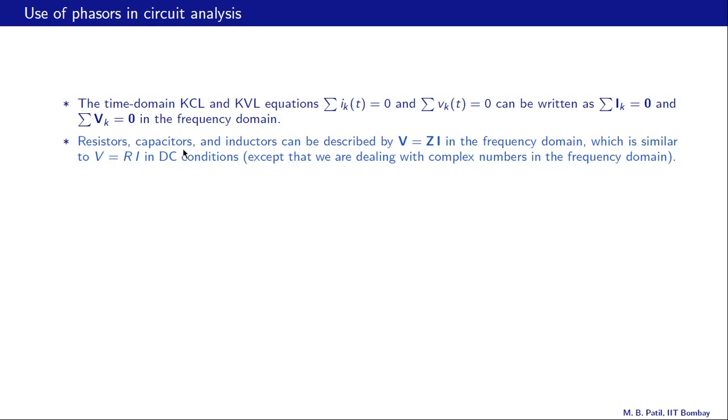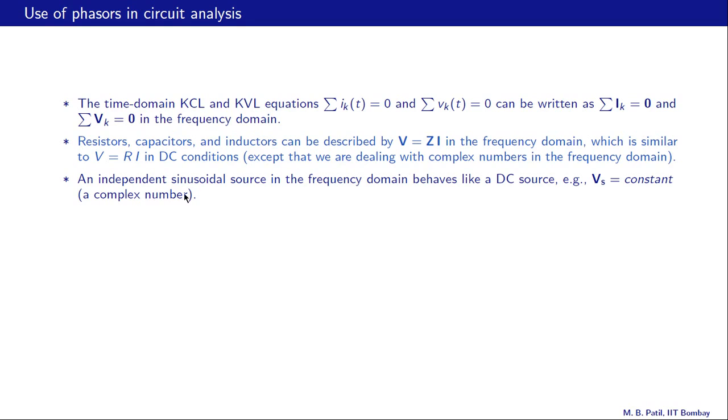Resistors, capacitors and inductors can be described by V equal to Z times I in the frequency domain, which is similar to V equal to Ri in DC conditions. The only difference is that we are now dealing with complex numbers when we talk about this equation.